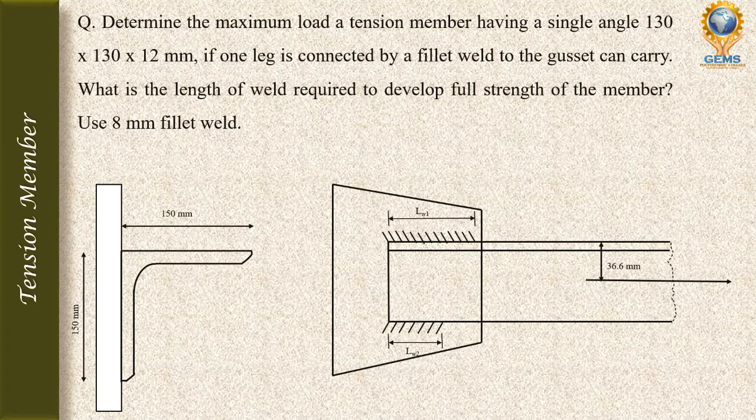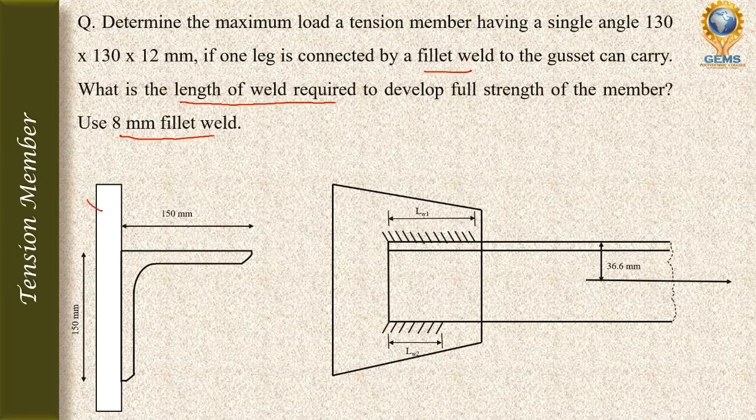A question states: determine the maximum load a tension member having a single angle 130 by 130 by 12 mm can carry, if one leg is connected by fillet weld to the gusset. What is the length of weld required to develop full strength of the member? Use 8 mm fillet weld. So this is the diagram that is related to the question.